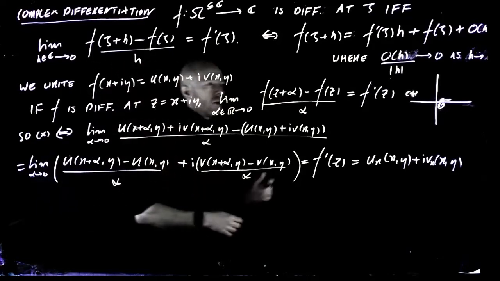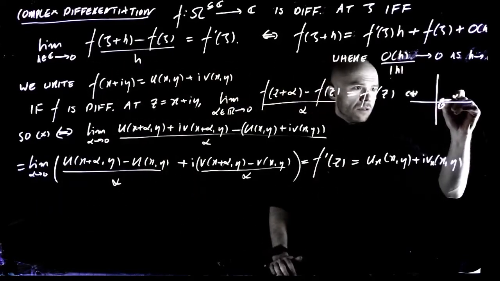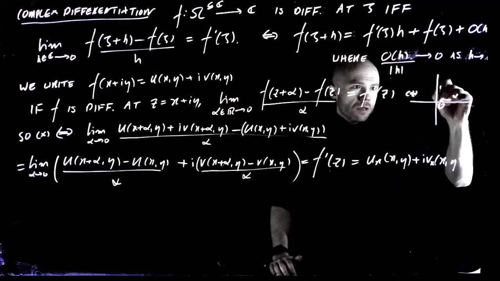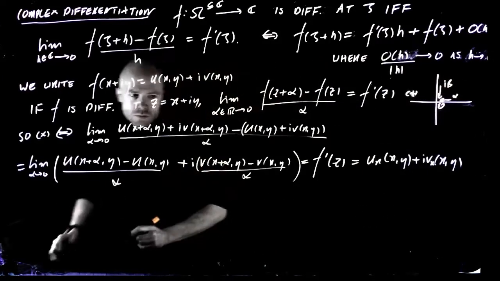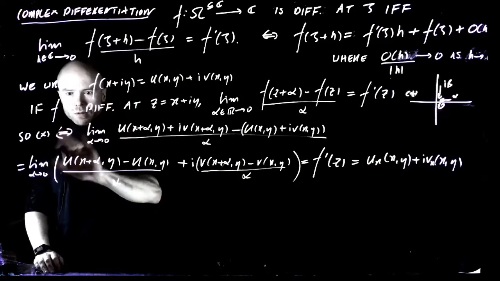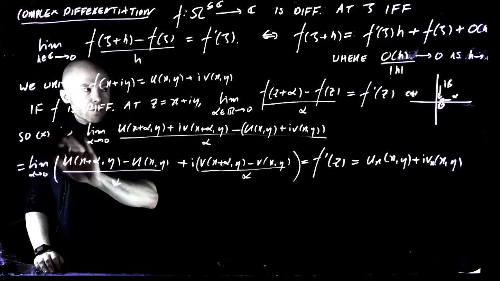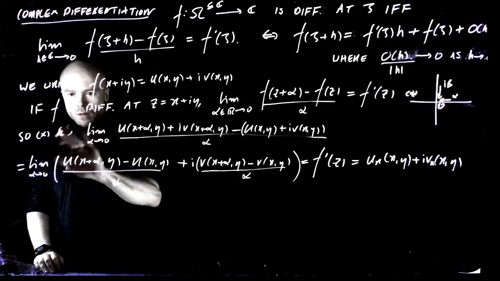Cool. Now we're going to do the same thing, but now we're not going to go towards 0 along the real numbers. We'll go along the imaginary axis. So go i beta. So, oh, this is not equivalent. There's a one-way implication. Oh, I'm sorry, this is equivalent.